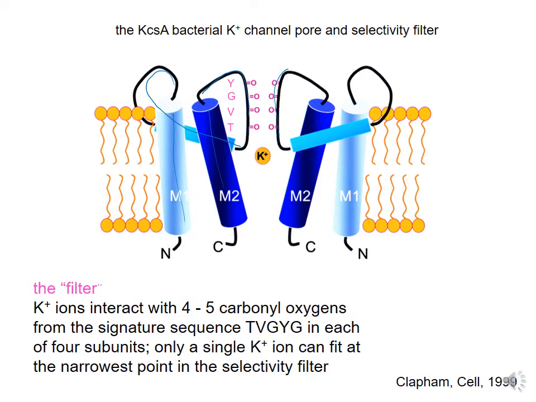What's very interesting here is this array of oxygen atoms in the selectivity filter that are part of the signature sequence of potassium channels, the TVGYG motif. So what we think is that the potassium ions interact with these 4 or 5 carbonyl oxygens from the signature sequence TVGYG motif in each of the 4 subunits. And only a single potassium ion can fit at the narrowest part of the selectivity filter without its hydration waters.